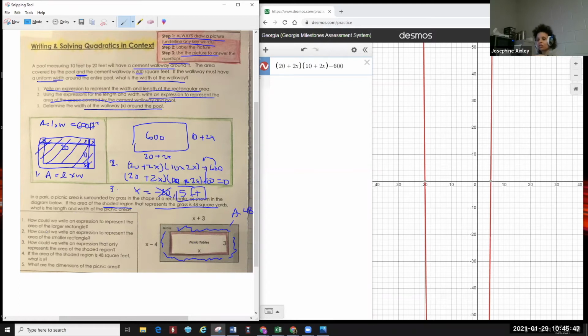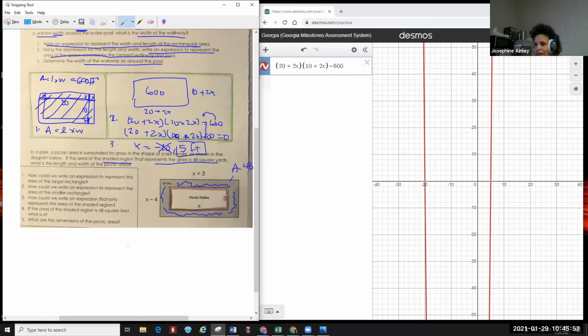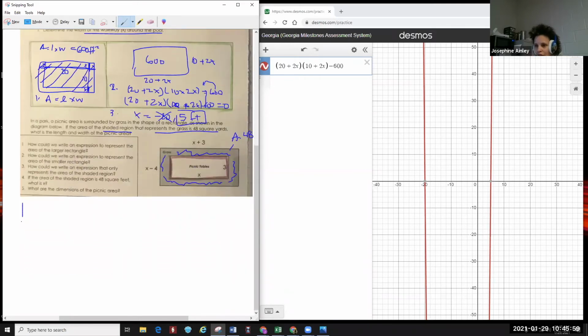Now, these questions are going to walk you through the process of solving that problem. So number one, how could we write an expression to represent the area of the larger triangle? So here's the large triangle. How could you write that expression? It says the width of the large triangle is x minus 4, and the length of it is x plus 3.